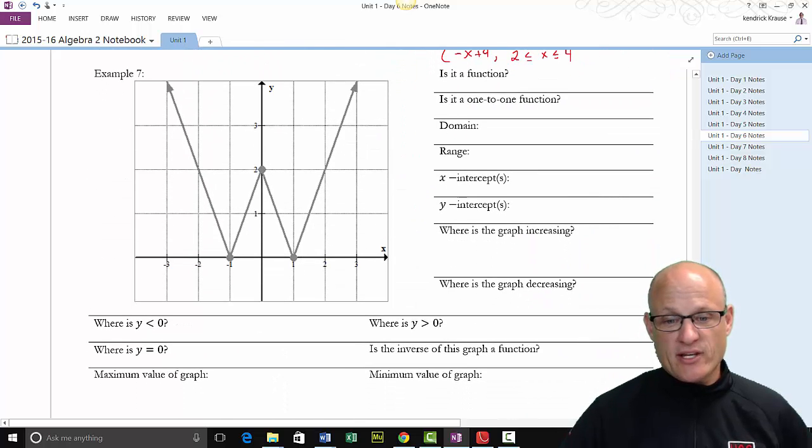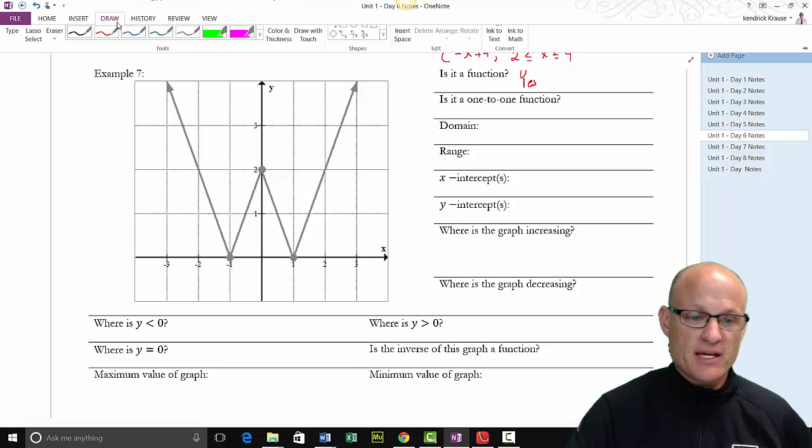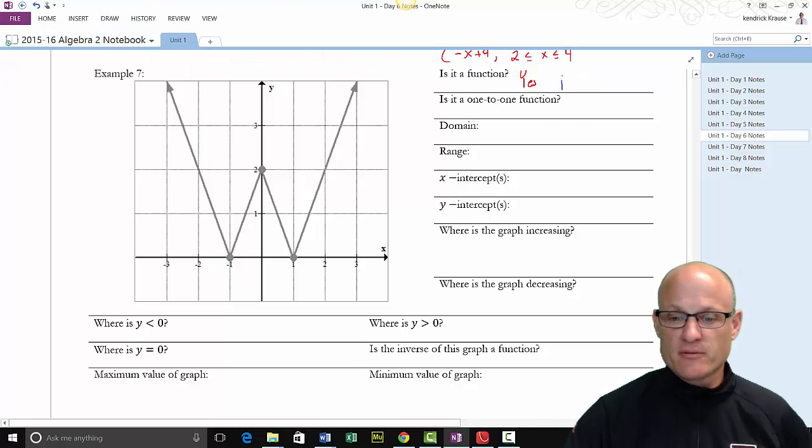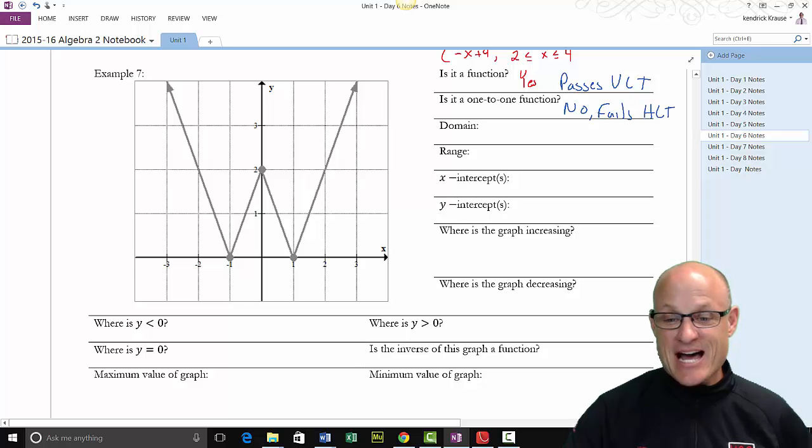Is it a function? Yes. Passes the vertical line test. Let's do this in blue. Is it a one-to-one function? No. Fails the horizontal line test. And if it is not a one-to-one function, the inverse is not a function. So no.